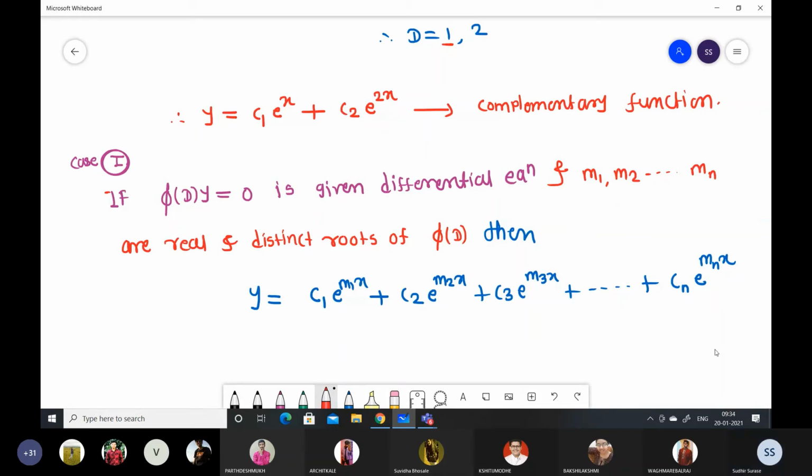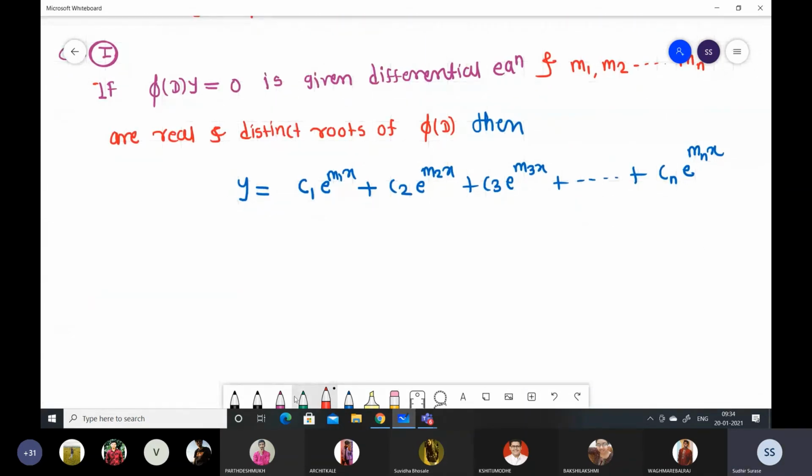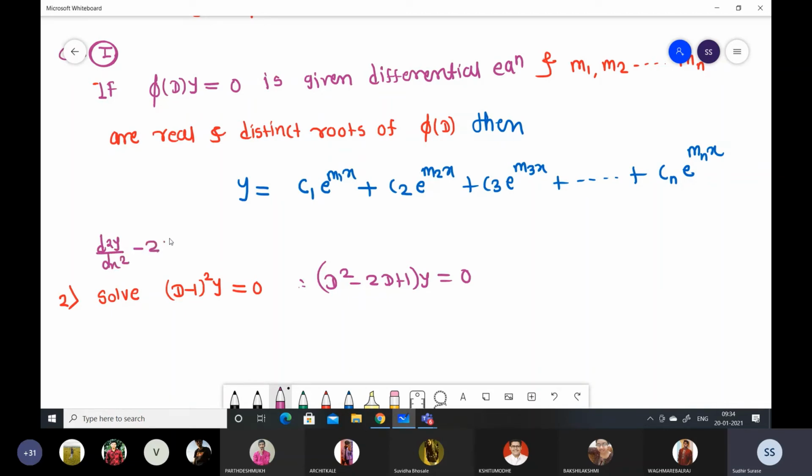Now let me explain the second case with the help of an example. Second example I want to solve: let's solve (D minus 1) whole square y is equal to 0. In our traditional notation, if I expand this, it will be (D square minus 2D plus 1) y equal to 0. Let's say our given differential equation is d2y by dx square minus 2 times dy by dx plus y is equal to 0.